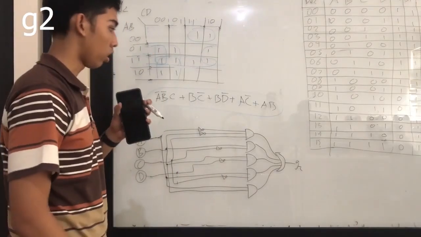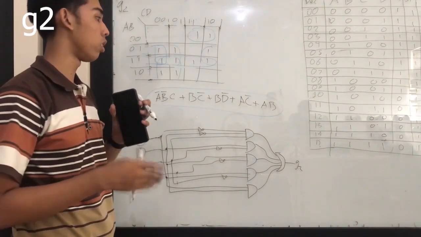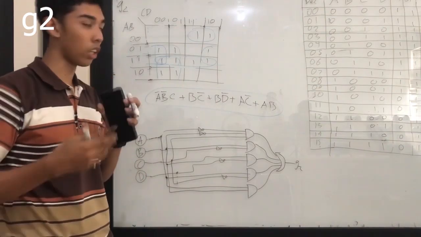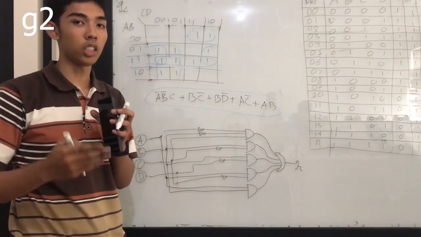So we have already drawn all the logic circuits and all the Karnaugh maps. Now let's try testing it in Logisim.